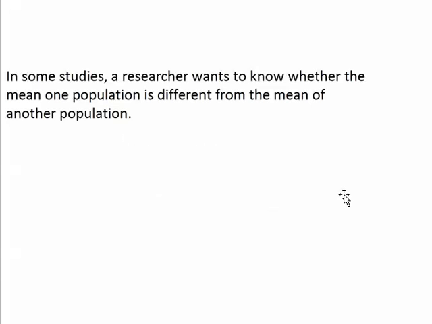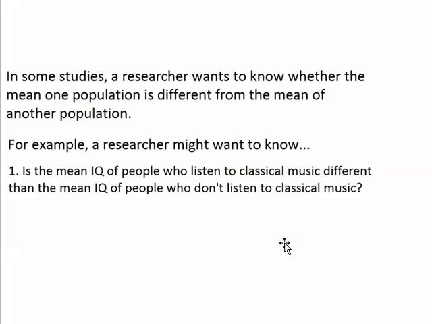First, we need to talk about the type of study in which a two-sample t-test would be used. In some types of social science studies, a researcher wants to know whether the mean of one population is different than the mean of another population. For example, a researcher might want to know, is the mean IQ of people who listen to classical music different than the mean IQ of people who don't listen to classical music?